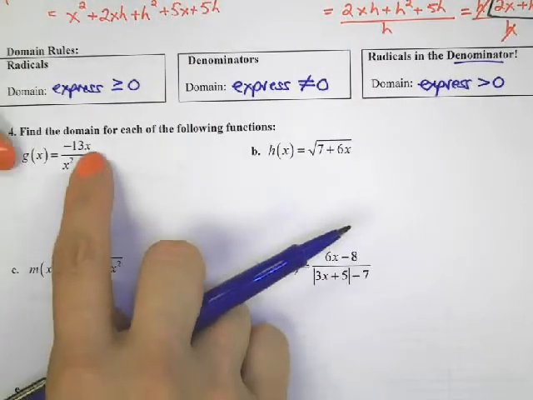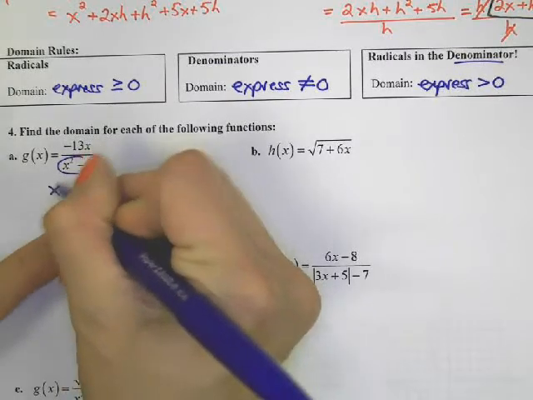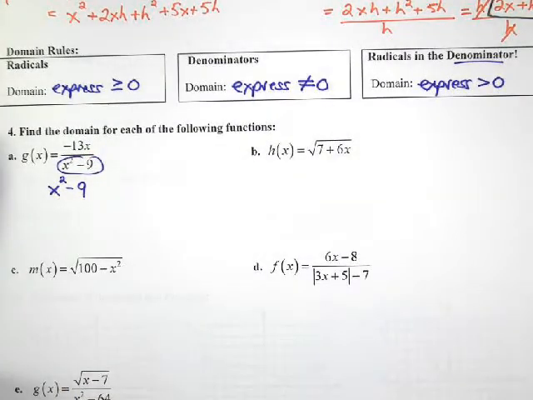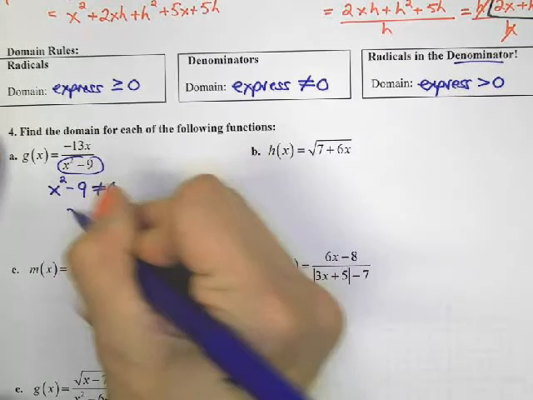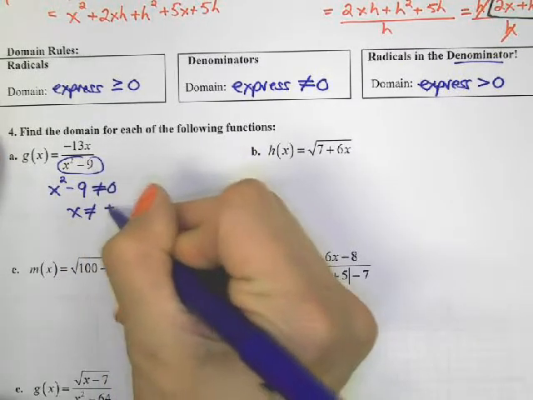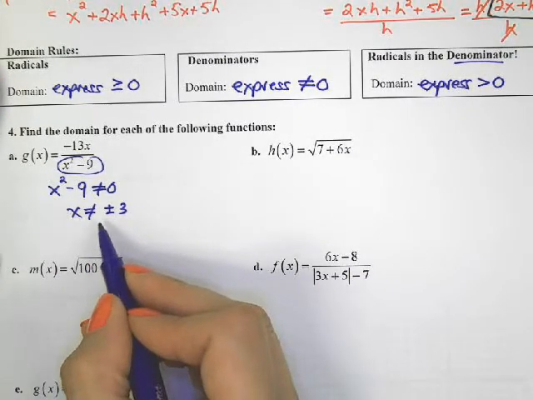The first example has a numerator, but that's not one of our rules. I'm only going to look at this denominator here: x squared minus 9. Denominators say, hey, don't equal 0. x cannot equal plus or minus 3. But we're going to make sure we spice this up a little bit.